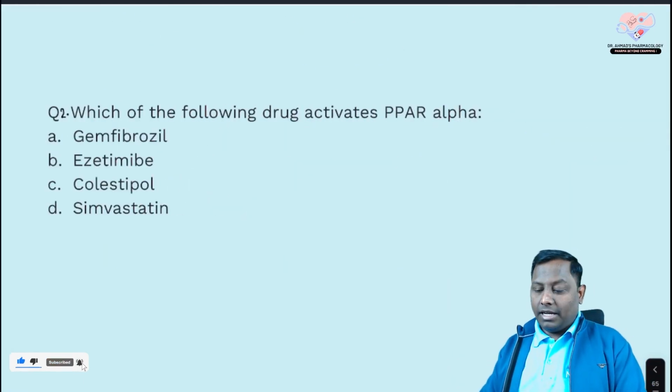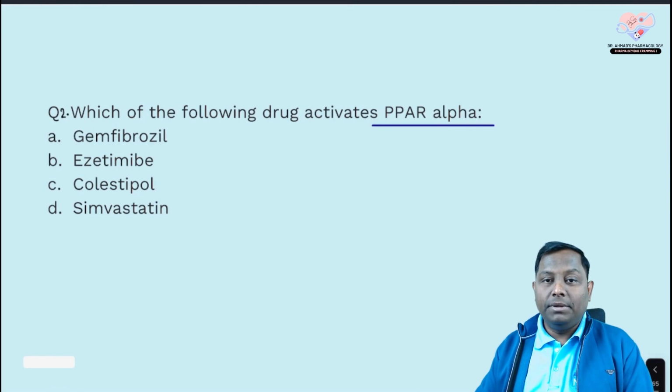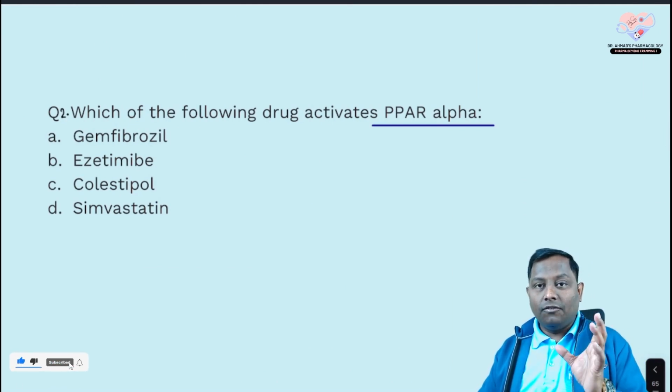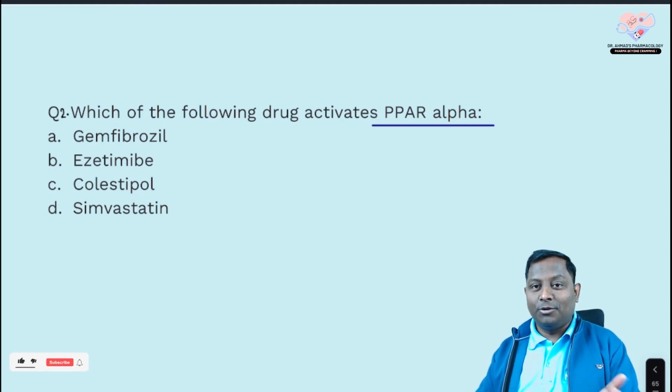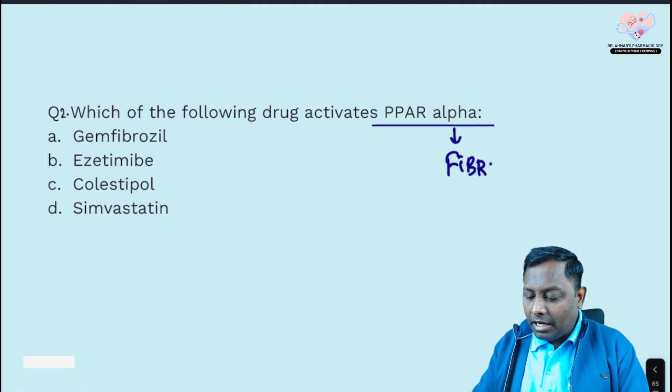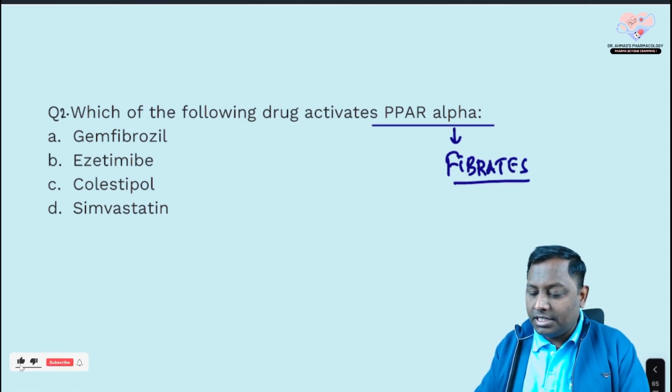Which of the following drugs activates PPAR alpha? PPAR alpha, peroxisome proliferator activated receptor alpha. Alpha, I always say, in 'fa' there is an F sound, alpha phi, right? The F sound is not only for one thing, it is for many things. In pharma, fa phi, right? Alpha is phi, is fibrate. PPAR alpha, fibrate.